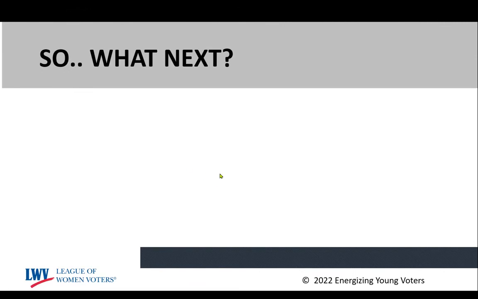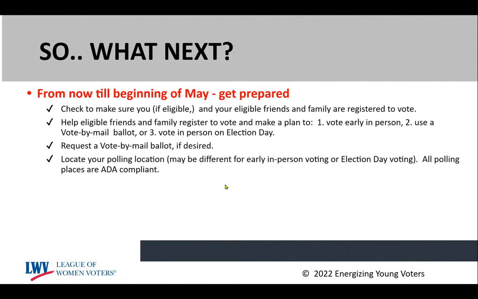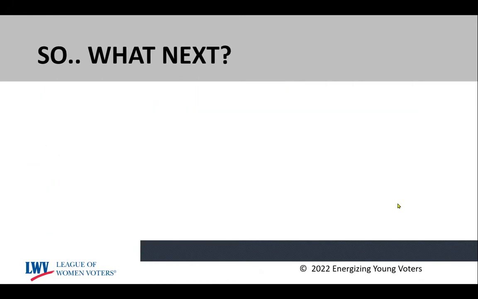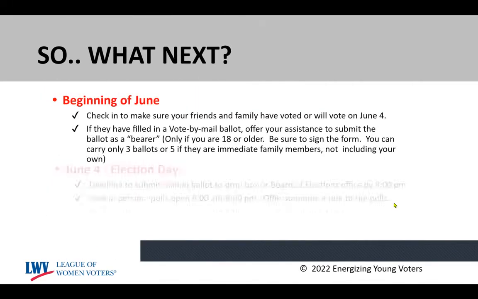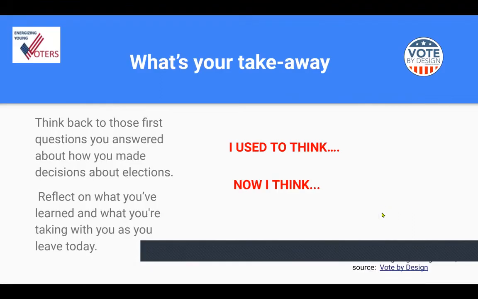Okay, so the next thing that we do is give them some basic information about the upcoming election, what they should do between now and the actual election. So that information is all there for them. And then we ask them to use the exit tickets: I used to think, and now I think.